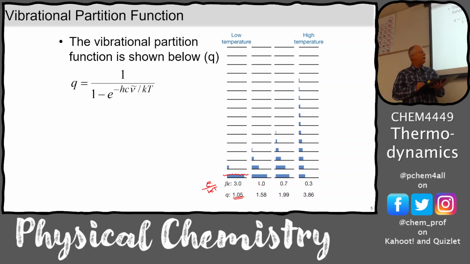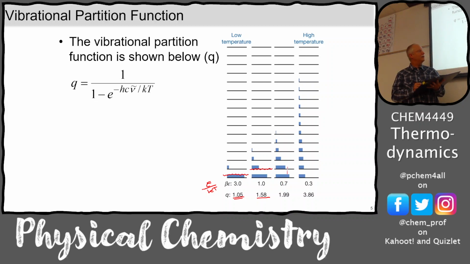In this case, beta E is 1. So then we've warmed the system up. So now the energy level spacing and the thermal energy are the same. And so now we're getting excitation to the second level and a little bit to the third. And we can see that Q has gone up to like 1.6.